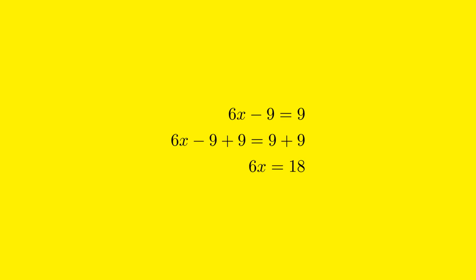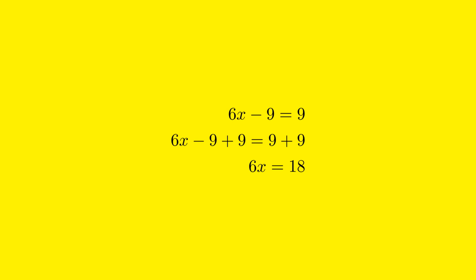To solve for the variable x in the equation 6x minus 9 equals 9, start by isolating the term that contains the variable. The original equation is 6x minus 9 equals 9. First, we need to remove the constant term that is on the same side as the variable. In this case, the constant term is minus 9.